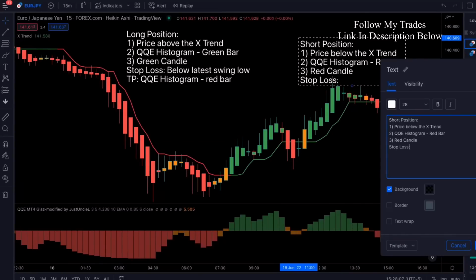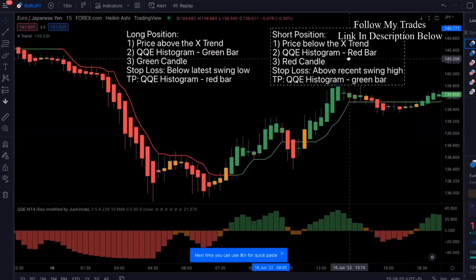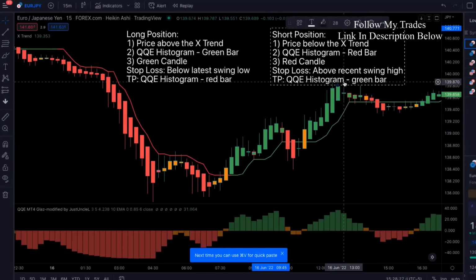Stop loss above recent swing high. Take profit. QQE histogram. Green bar. All right, here you go. You guys can take some notes on that stuff.